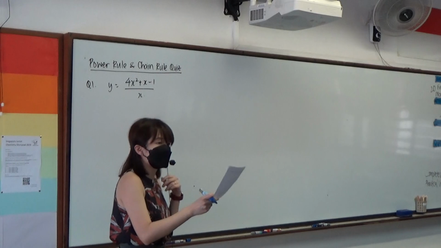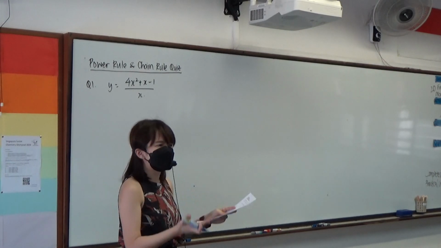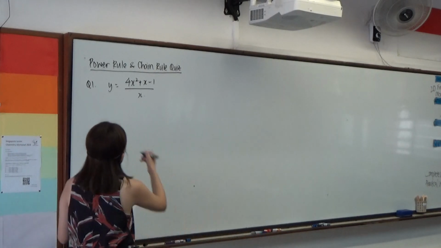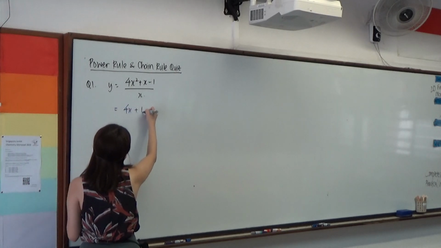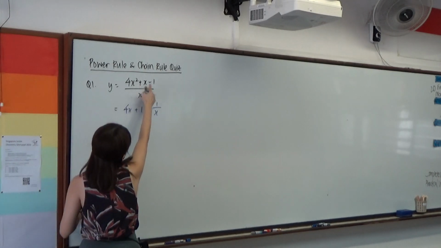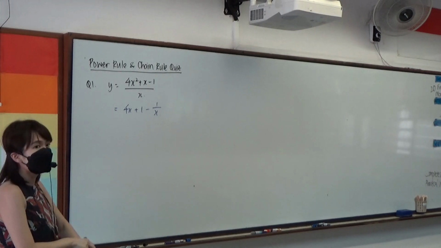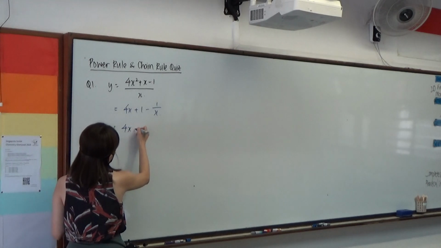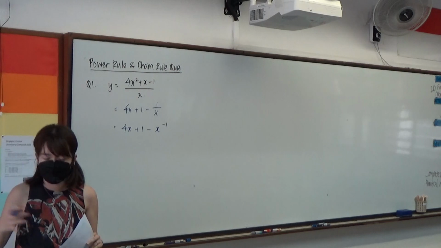Surprisingly, for this question, it was a little bit challenging for some of you. I think there's one person who did long division, which was not necessary. What you needed to do is to simplify this fraction. You will get 4x plus 1 minus 1 over x, whereby for each term in the numerator, you divide by x. And we need to recognize that 1 over x is none other than x to the power of negative 1.